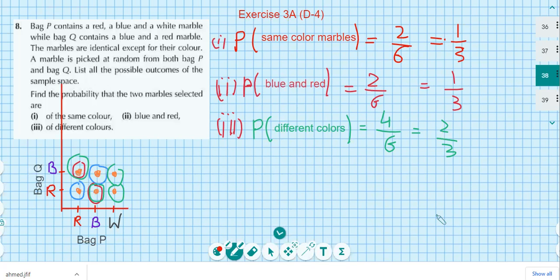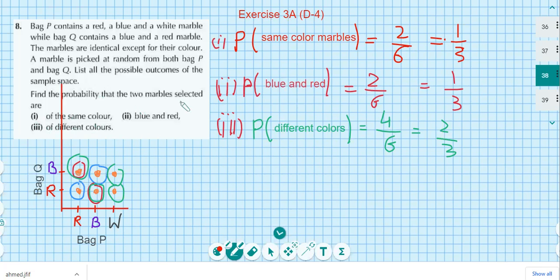So I have written the samples drawn in a possibility diagram. Red, blue, and white. Similarly for bag Q, red and blue. So there are 6 possibilities or possible outcomes. Total 6 outcomes.